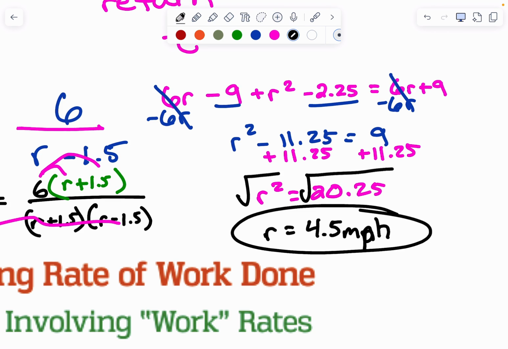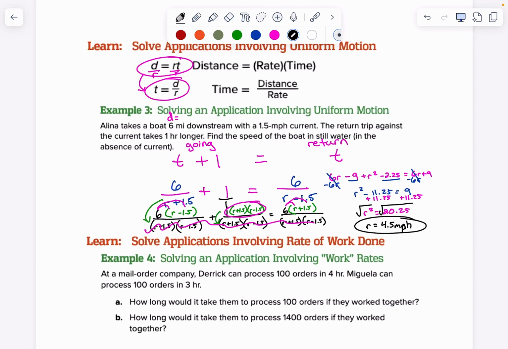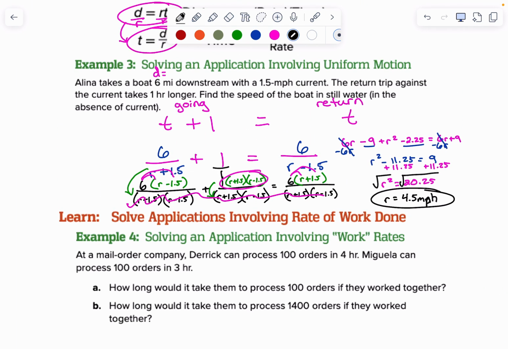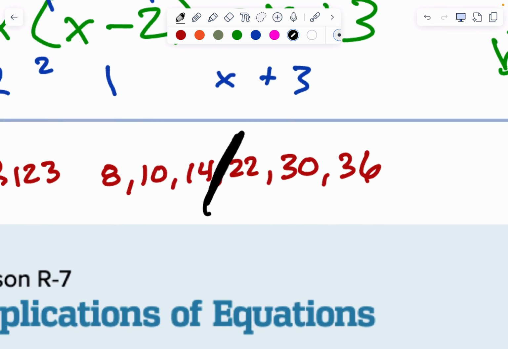Oofda. That was a lot. Was that enough for the day? We did half. That's half. I'm okay with that if you want to stop there. Okay, we should be able to go to solve applications involving rate of work done, up through 20. What were the numbers again? Just half. Those first 3. 8, 10, 14. Here they are.